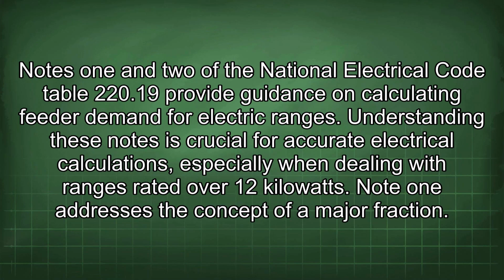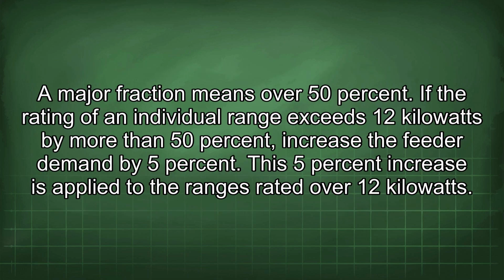Notes 1 and 2 of the National Electrical Code Table 220.19 provide guidance on calculating feeder demand for electric ranges. Understanding these notes is crucial for accurate electrical calculations, especially when dealing with ranges rated over 12 kilowatts. Note 1 addresses the concept of a major fraction. A major fraction means over 50%.